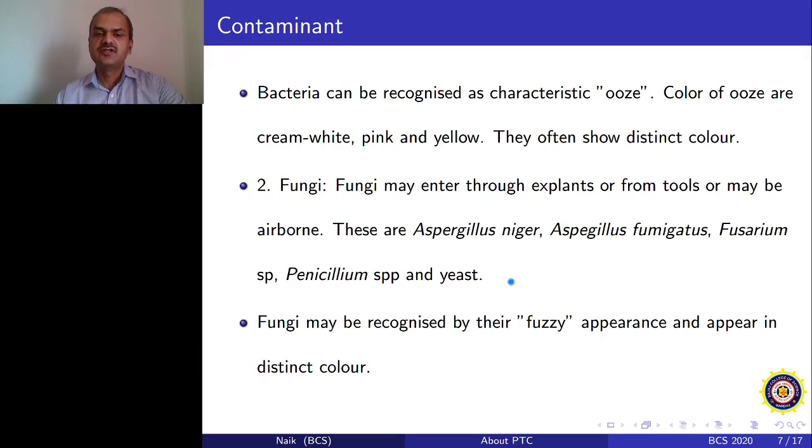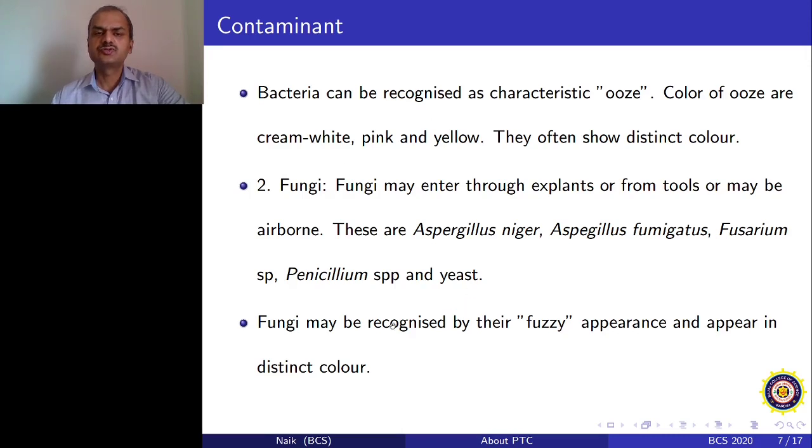Now these fungi are recognized by their fuzzy appearance and they appear in a distinct color. They show a lot of mycelial growth on the media as well as on the surface of the explant, and it is easily recognized, and one can easily recognize that it is a fungal growth. Now once you have a bacterial or a fungal growth along with your explant, it is very difficult to passage that explant on a new media or subculture that explant on a new media.